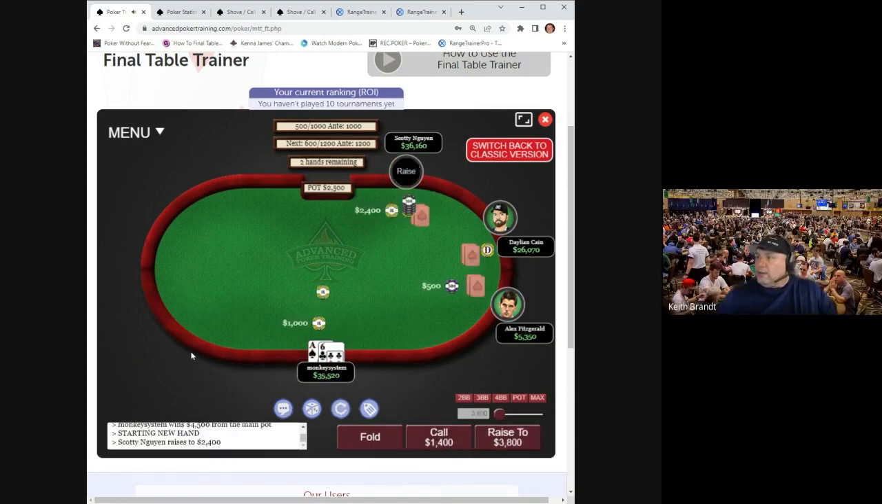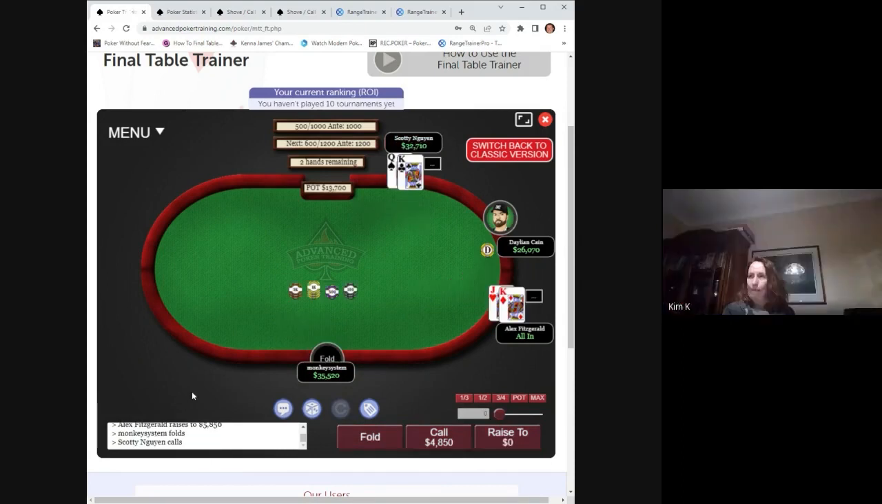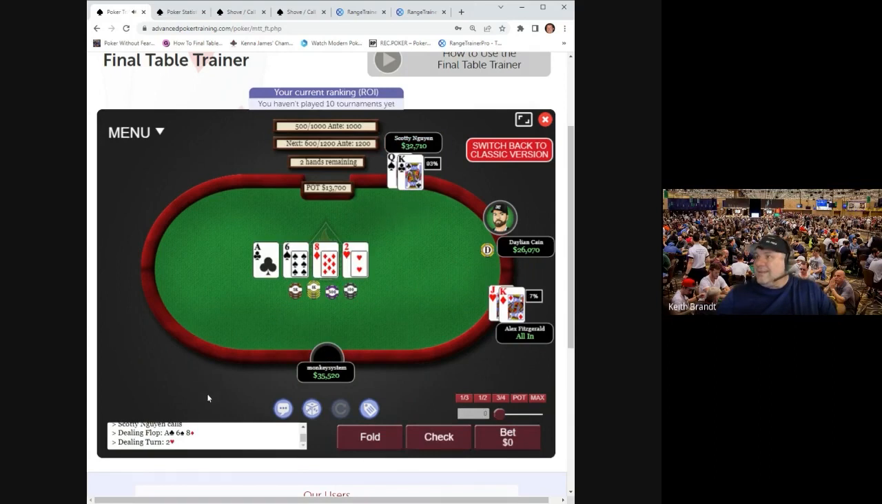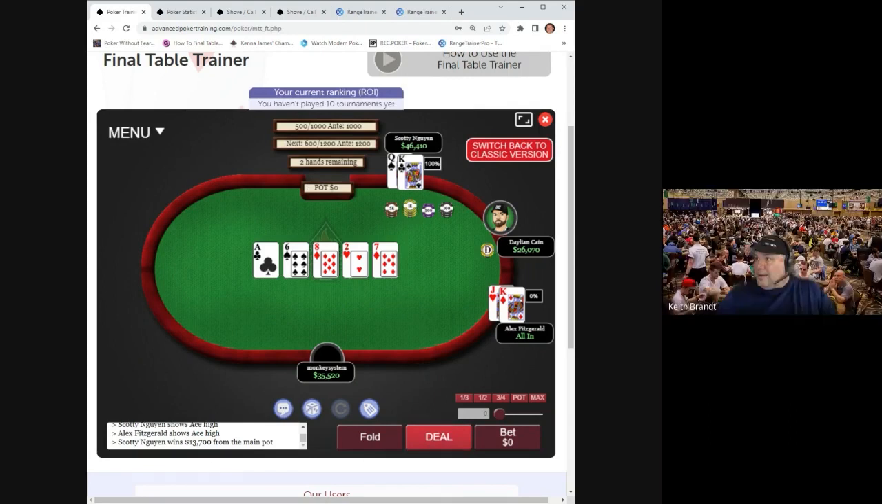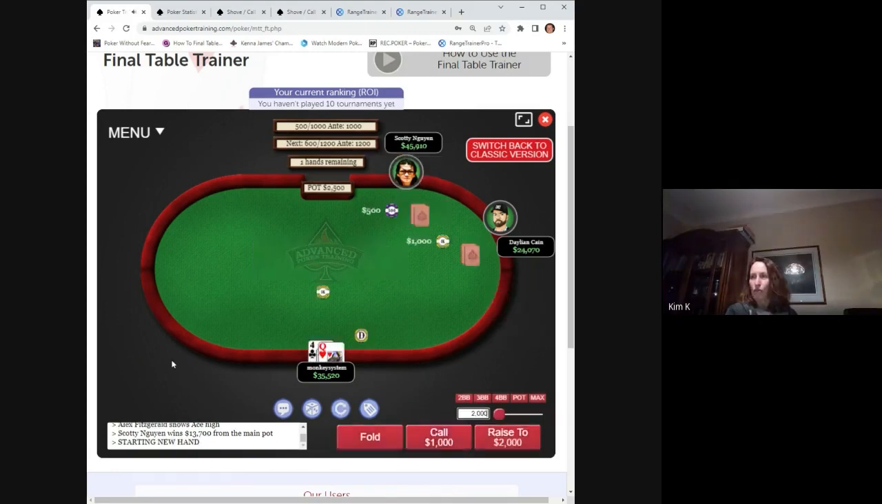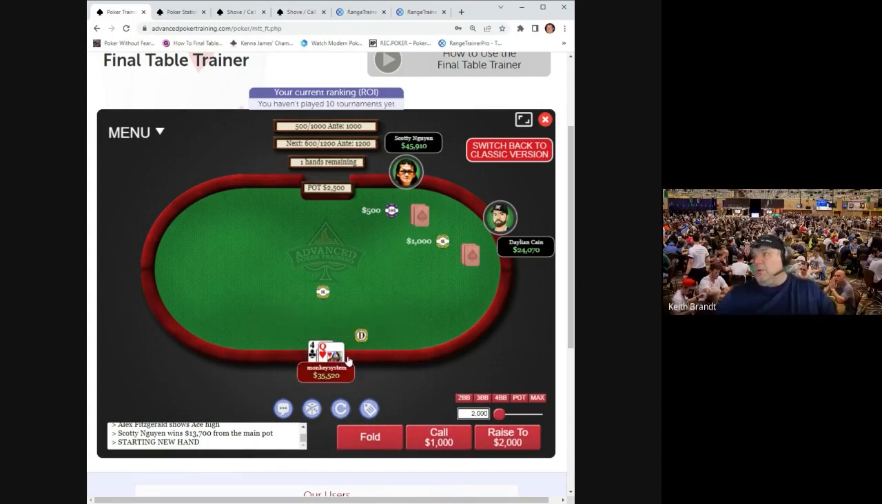I think that's a close one, actually. This is an easy fold. All right, now we're all pretty close. There's less ICM involved now, so we can play our hands more normally because there's no real shorty on the table. Because we're three-handed, we're going to have wider ranges in every position.